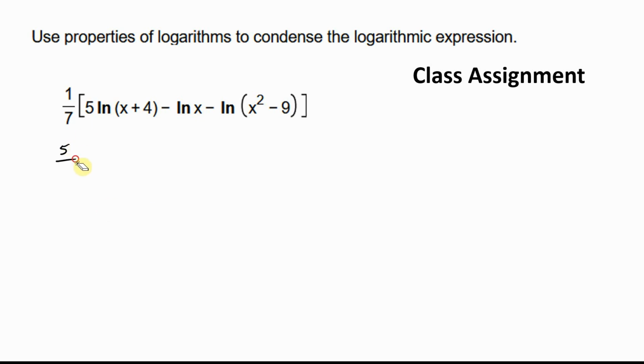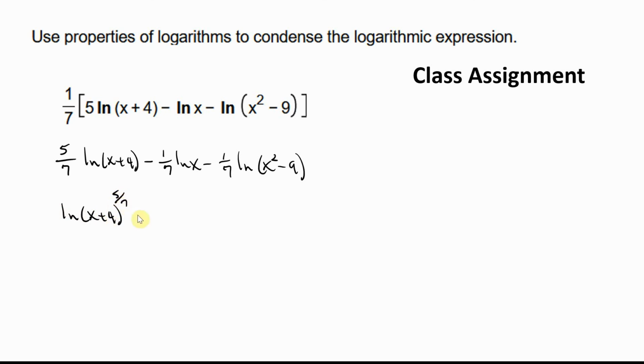So this is 5/7 times the natural log of x plus 4 minus 1/7 times the natural log of x minus 1/7 times the natural log of x squared minus 9. All right, so all the multipliers become powers. So this is the natural log of x plus 4 raised to the 5/7 power minus the natural log of x raised to the 1/7 power minus the natural log of x squared minus 9 raised to the 1/7 power. Right?